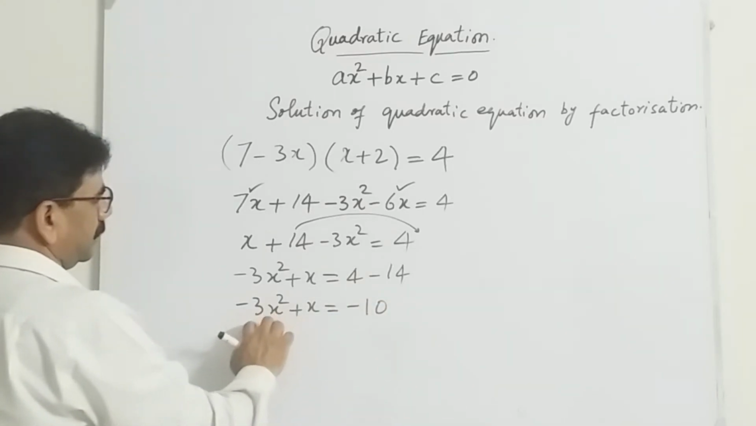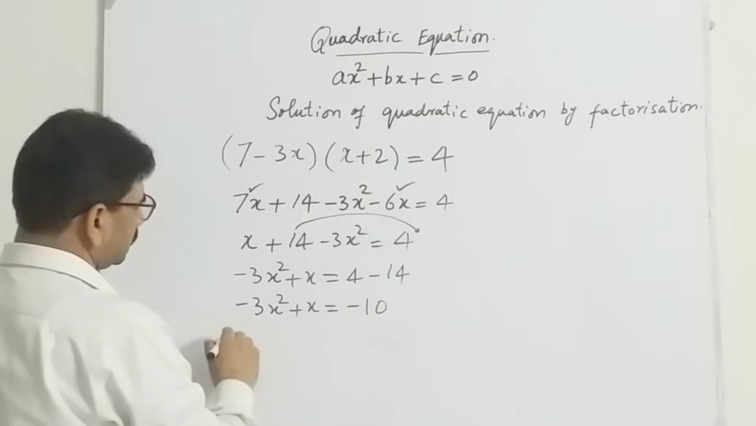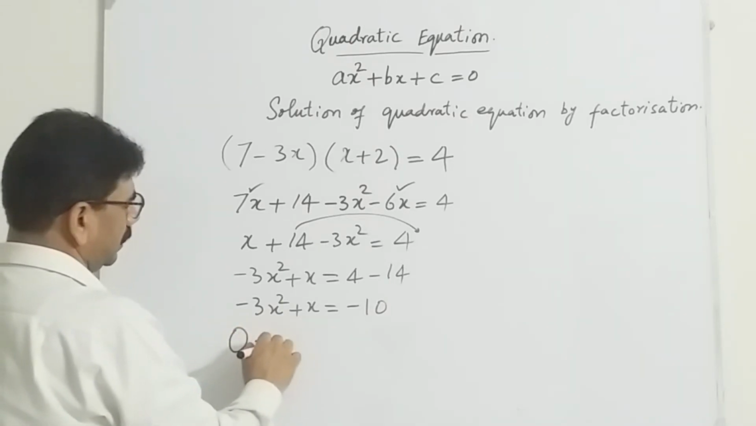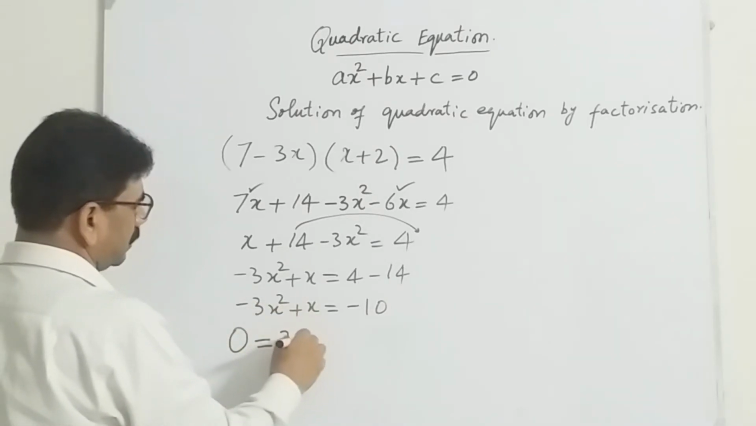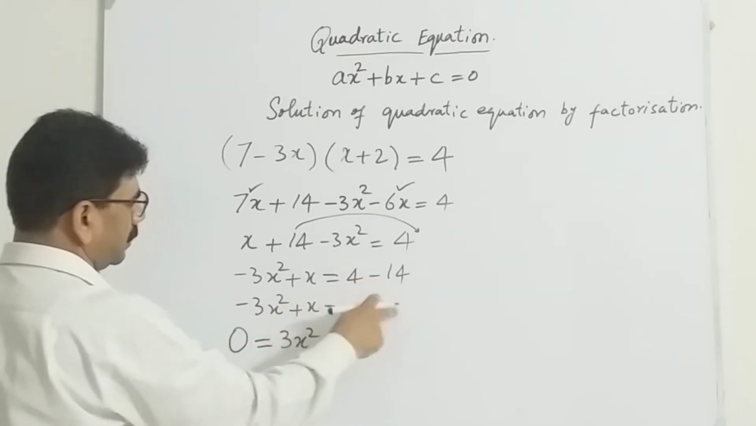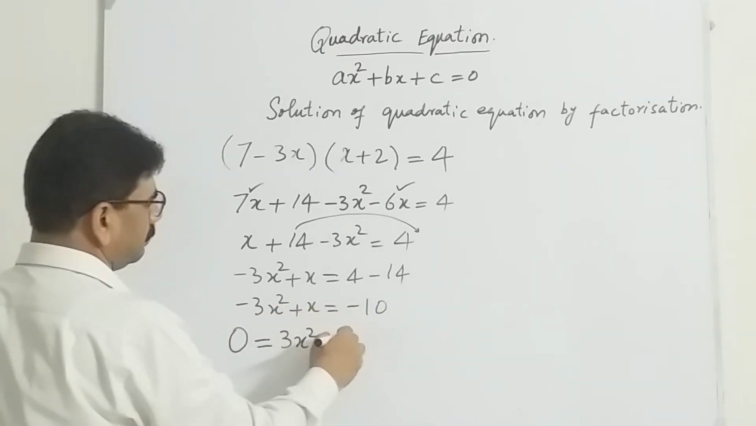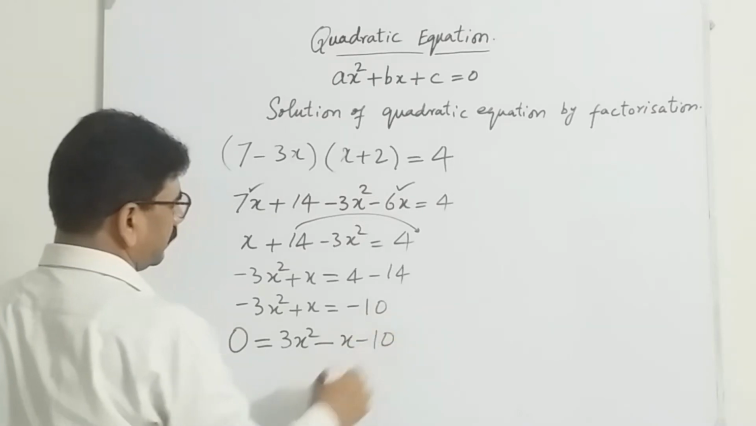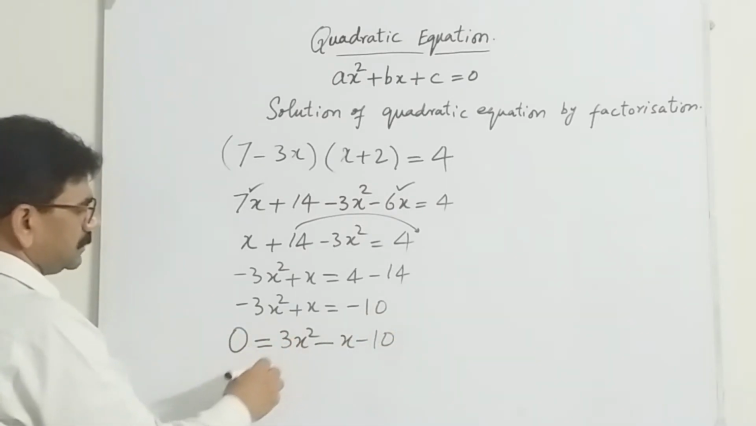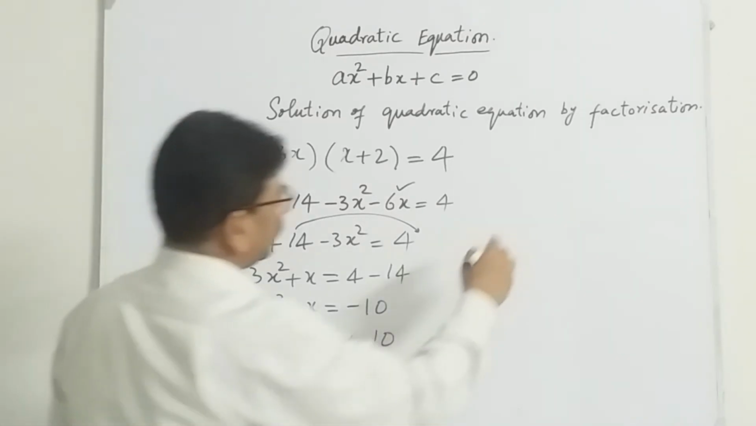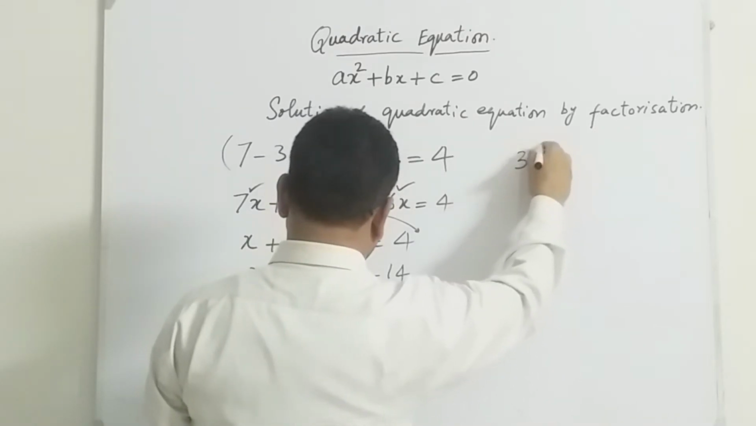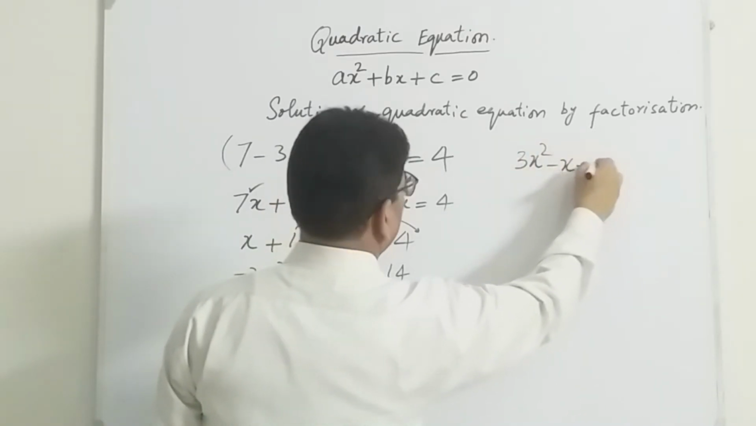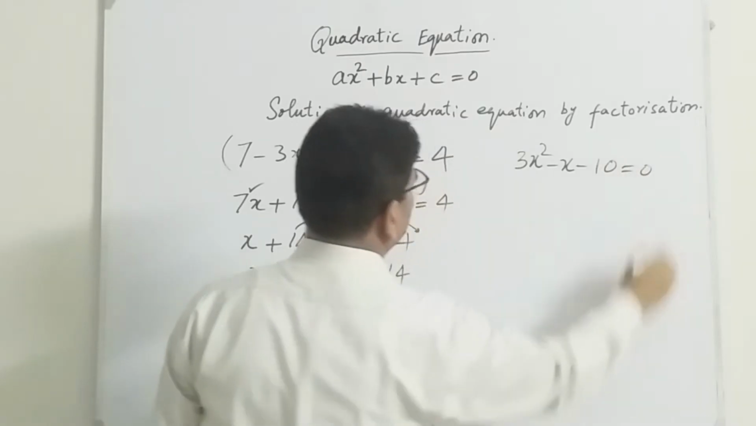Now if we shift all these expressions to the right hand side, here we will get 0, and negative 3x square will become plus 3x square on the right hand side. It will become minus x and minus 10. We can write this quadratic equation as 3x square minus x minus 10 equal to 0.